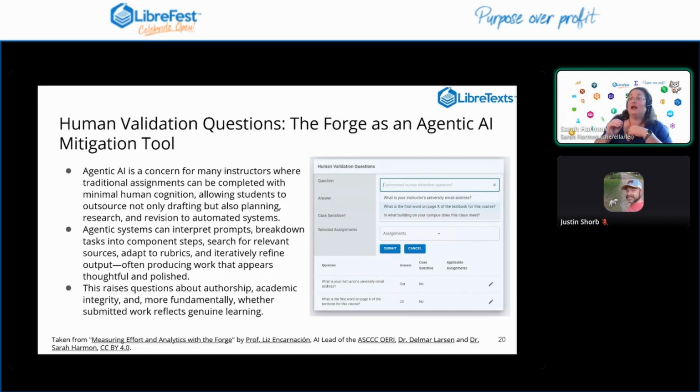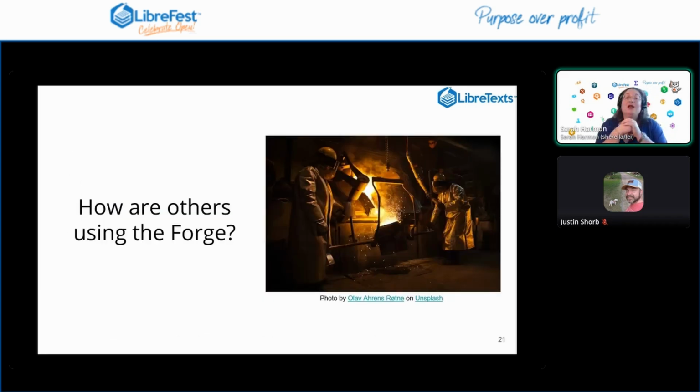And I think this is really a great idea to, again, not have surveillance in the Big Brother sense, but make sure that the students are really the ones doing the work. I really like this tool, and it is something that I do plan on using in the future. So that's the Forge, right?